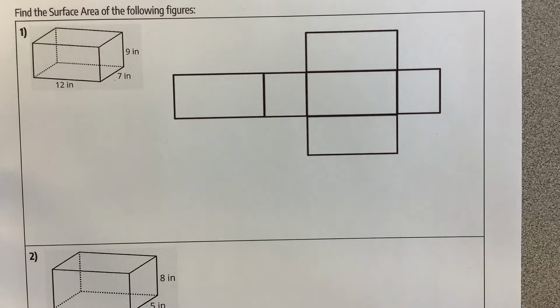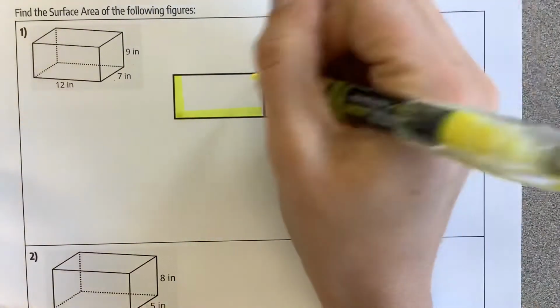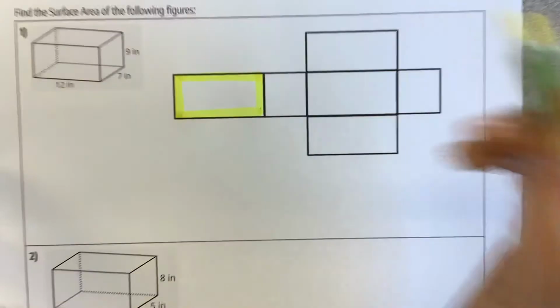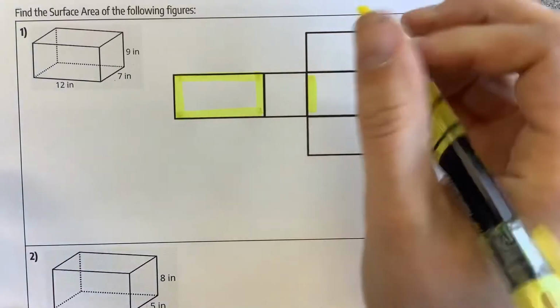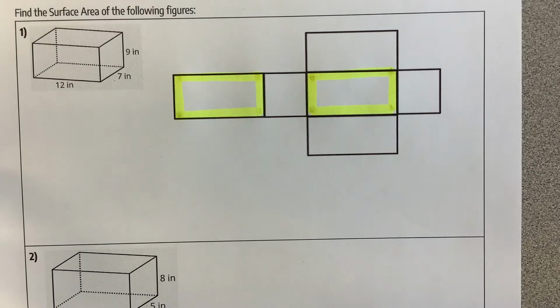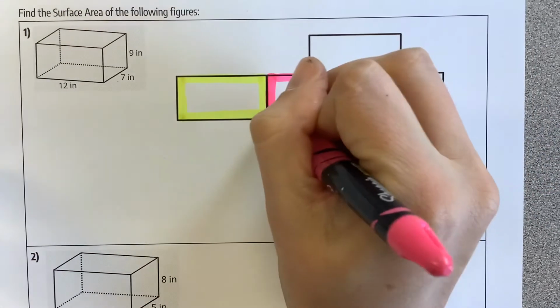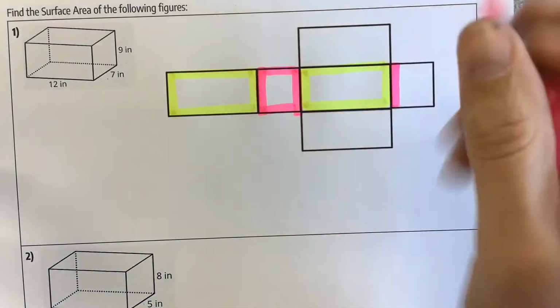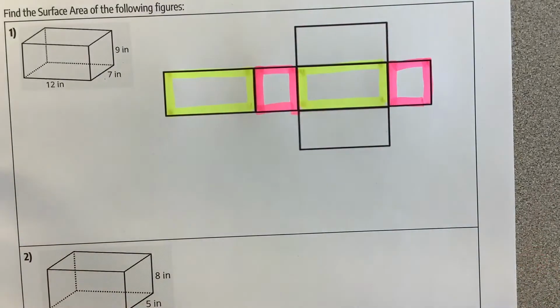So if we are thinking about this using a net, what we want to remember is it should have three pairs of rectangles. And it alternates. Yellow, this one, not congruent, but then it's congruent to this next one here. So those two rectangles should have the same dimensions. This rectangle should be the same dimensions as this rectangle. So it goes yellow, pink, it alternates.